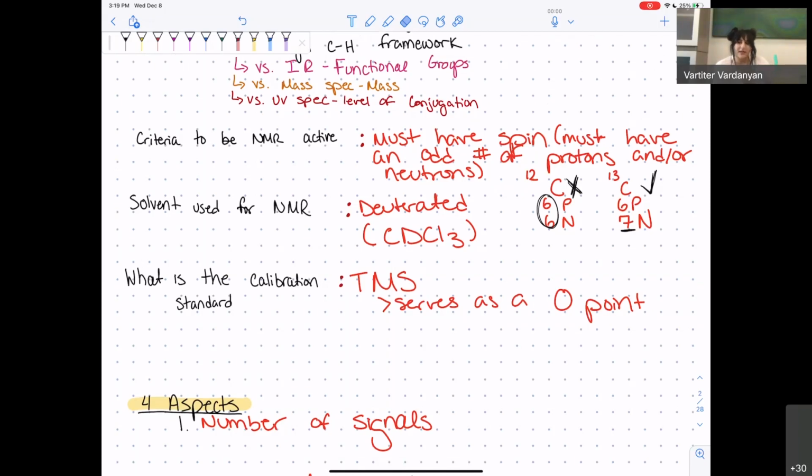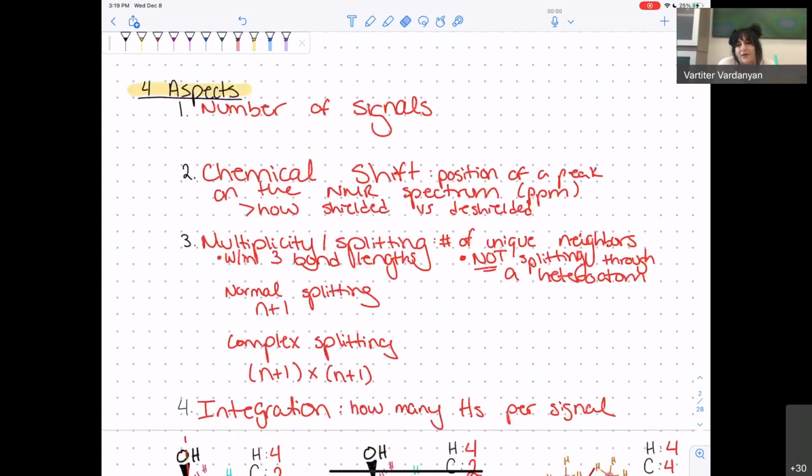All right. So the 4 aspects of NMR are the number of signals, chemical shift, multiplicity and splitting, and integration. Number of signals is just counting signals. Chemical shift is the ppm values. Those are the chemical shift regions, and all that tells you is where the peak is on a spectrum, which is just relaying how shielded or deshielded it is.